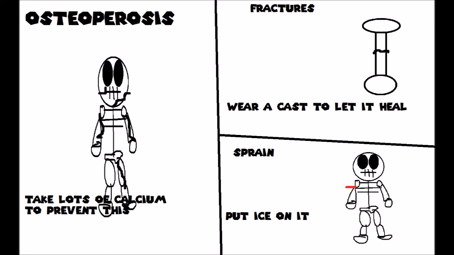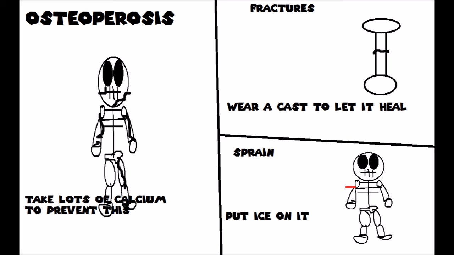There are injuries that bones can get, and here's how to prevent them or let them heal. Osteoporosis happens when you don't take in enough calcium, and it occurs over the age of 30. So take lots of calcium, drink lots of milk, eat lots of lettuce. And there are fractures. If you have a fracture, whether your bones are healthy or unhealthy, you have to wear a cast to let it heal.